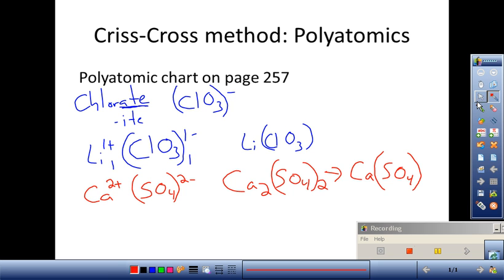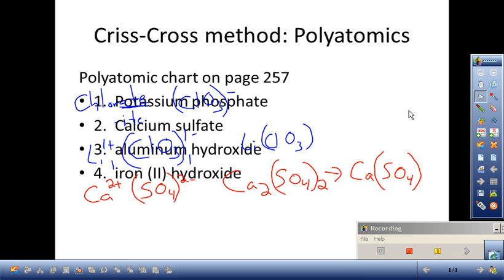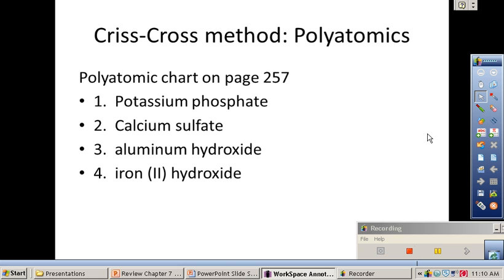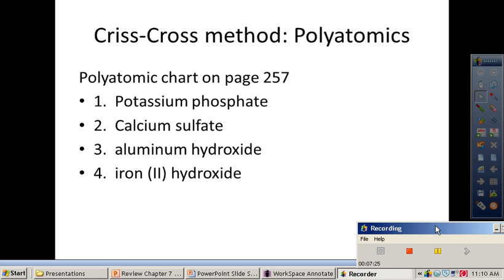You just have to look up the formula. Go ahead and write the formula for these polyatomic compounds using the crisscross method. Pause the video, start again when everyone's done.